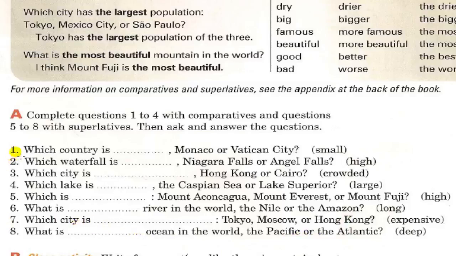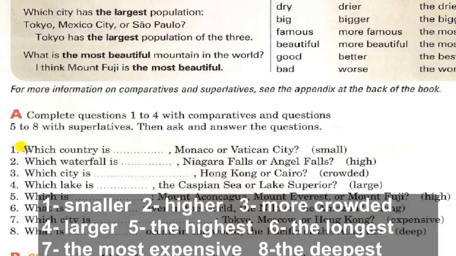Again, the answers: 1, smaller; 2, higher; 3, more crowded; 4, larger; 5, the highest; 6, the longest; 7, the most expensive; 8, the deepest.